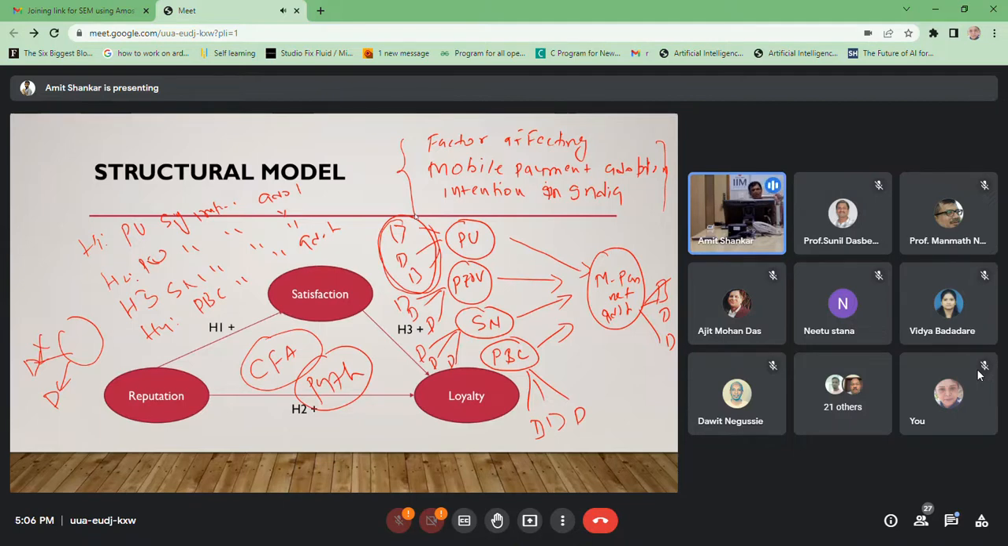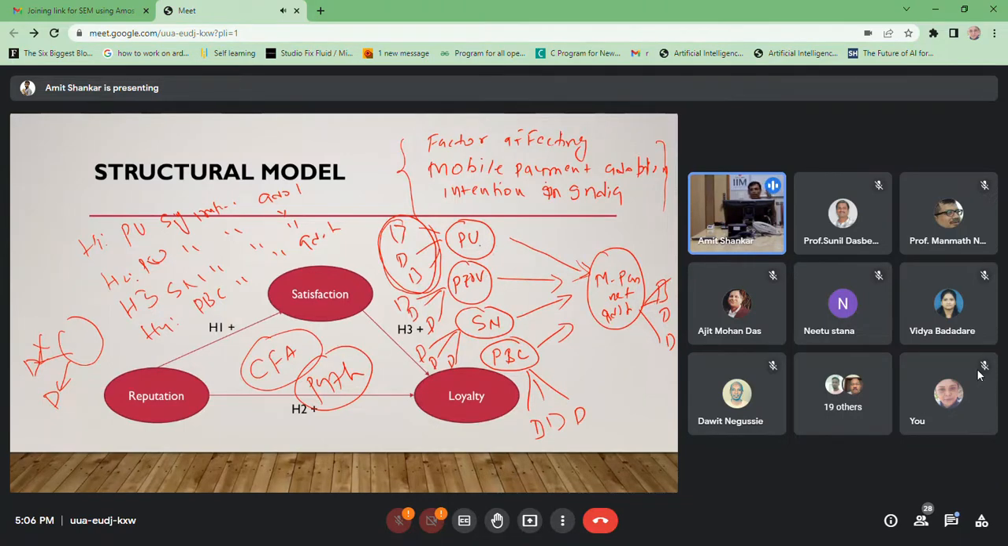So in confirmatory factor analysis or factor analysis, we just check whether the items, the questions we are asking to measure a particular variable, are the right type of question or not. In case of path analysis, we need to check the relationship. What is the effect of PU1 on mobile payment adoption? What is the effect of PU? So here we are talking about the item question. Here we are talking about the variable.